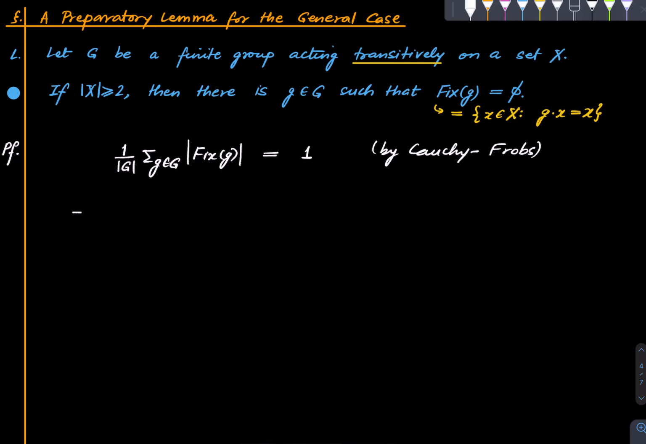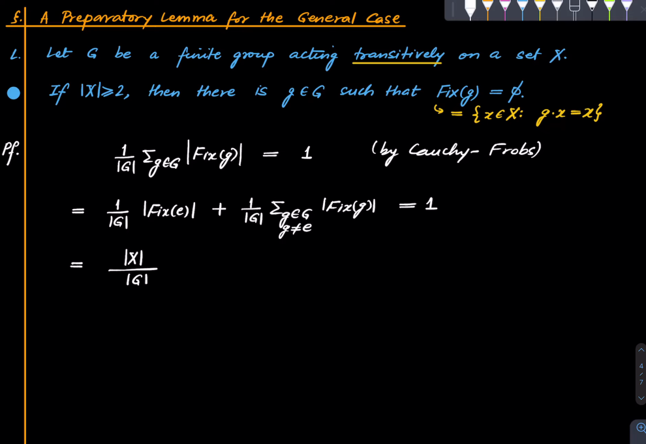And now we will break this sum into two parts. One is fix of identity, and the other part is the sum over g different from identity. This is equal to 1. And what is the fix of identity? Fix of identity is all of X, it fixes everything.